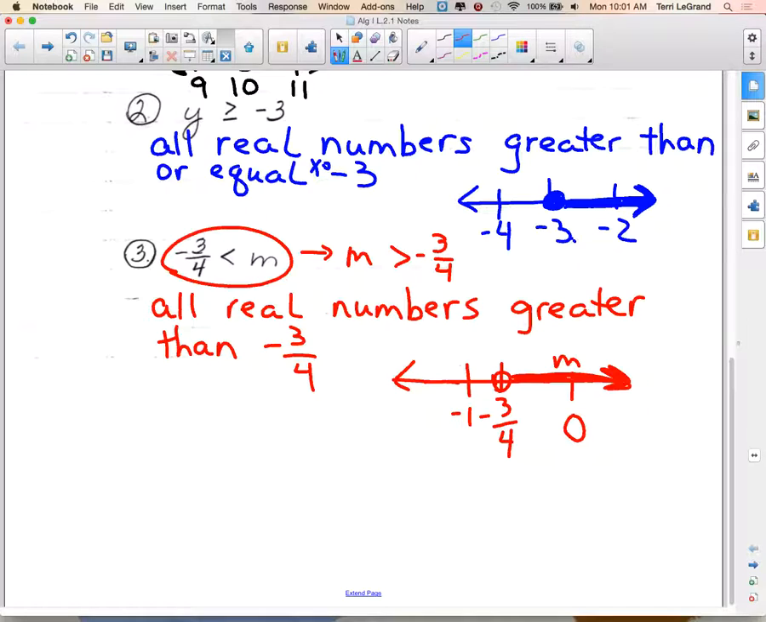Yes. So again, we have to be able to set up the relationship properly. If it means renaming the inequality, then rename it, okay? Anybody have any questions on any of those?